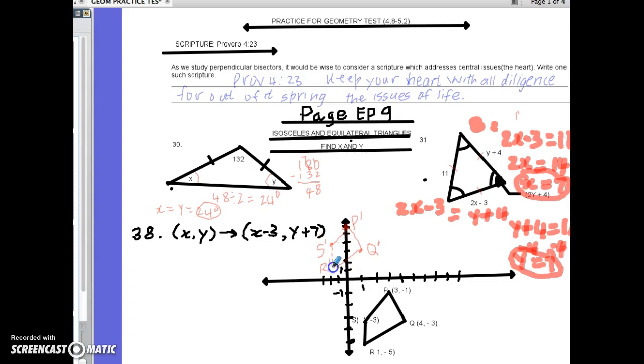Should actually give these dashed lines. This would be our image right here. So this is a transformation based on this template right here. What else is there? Well, let's take a look.